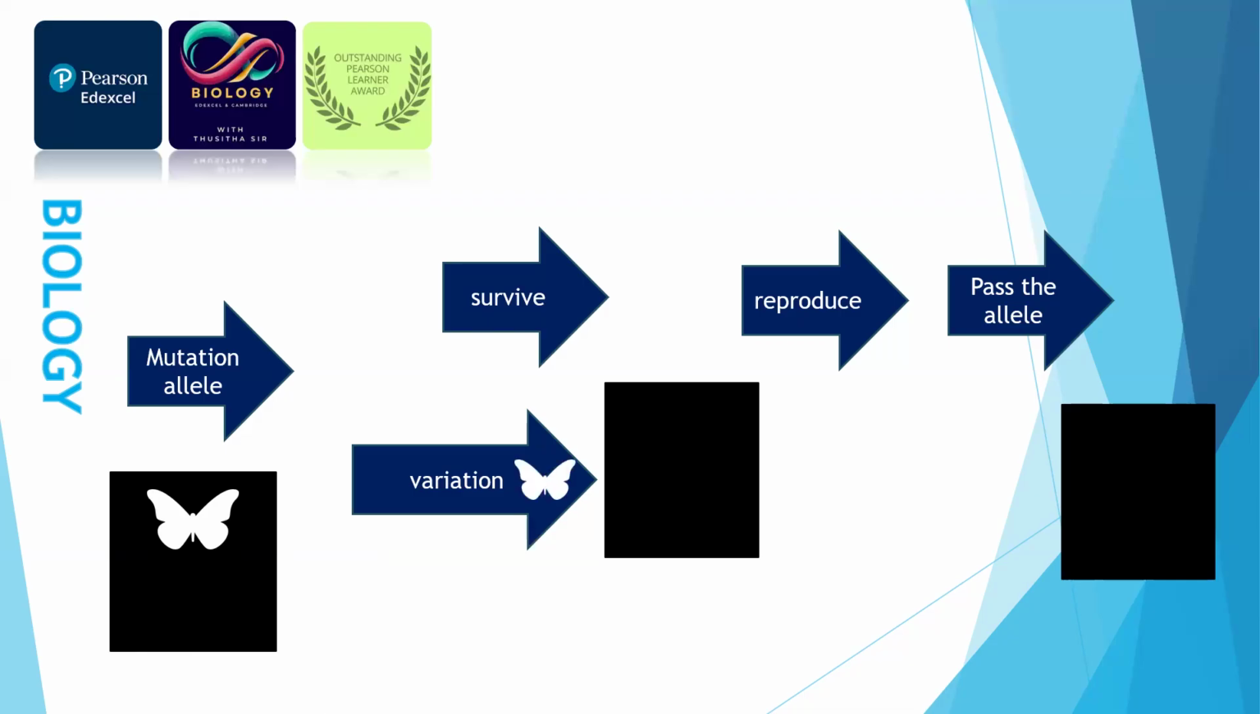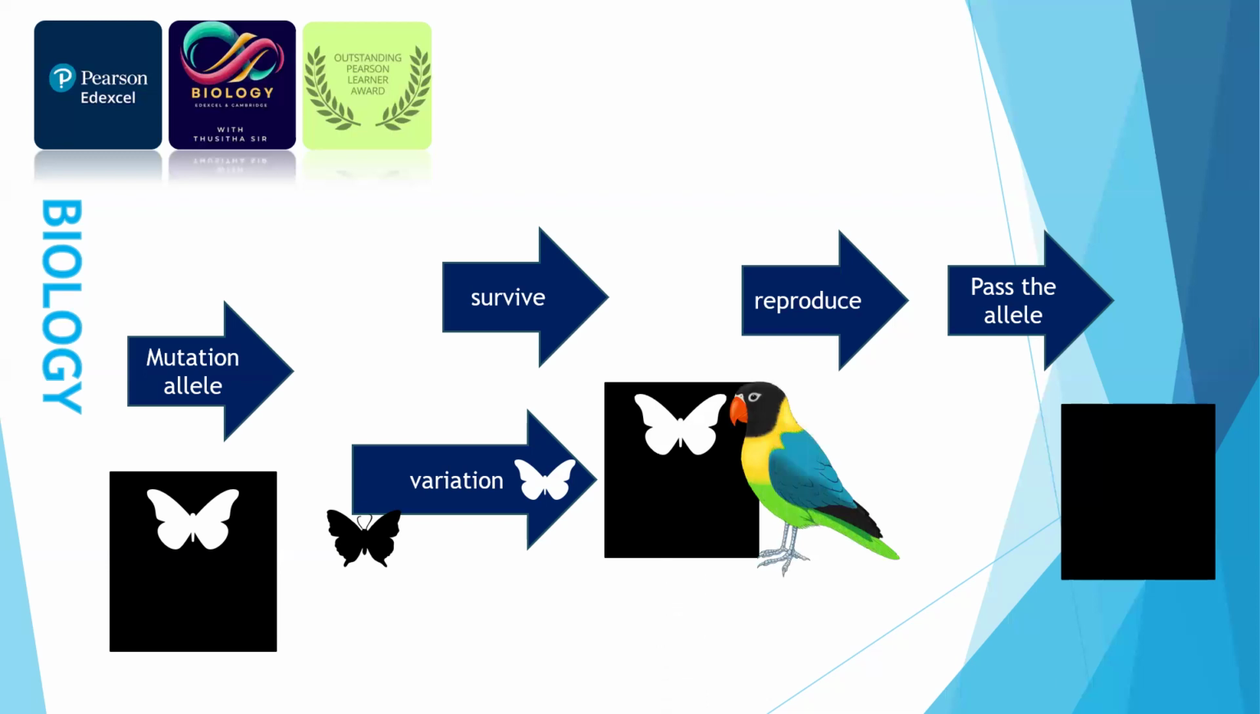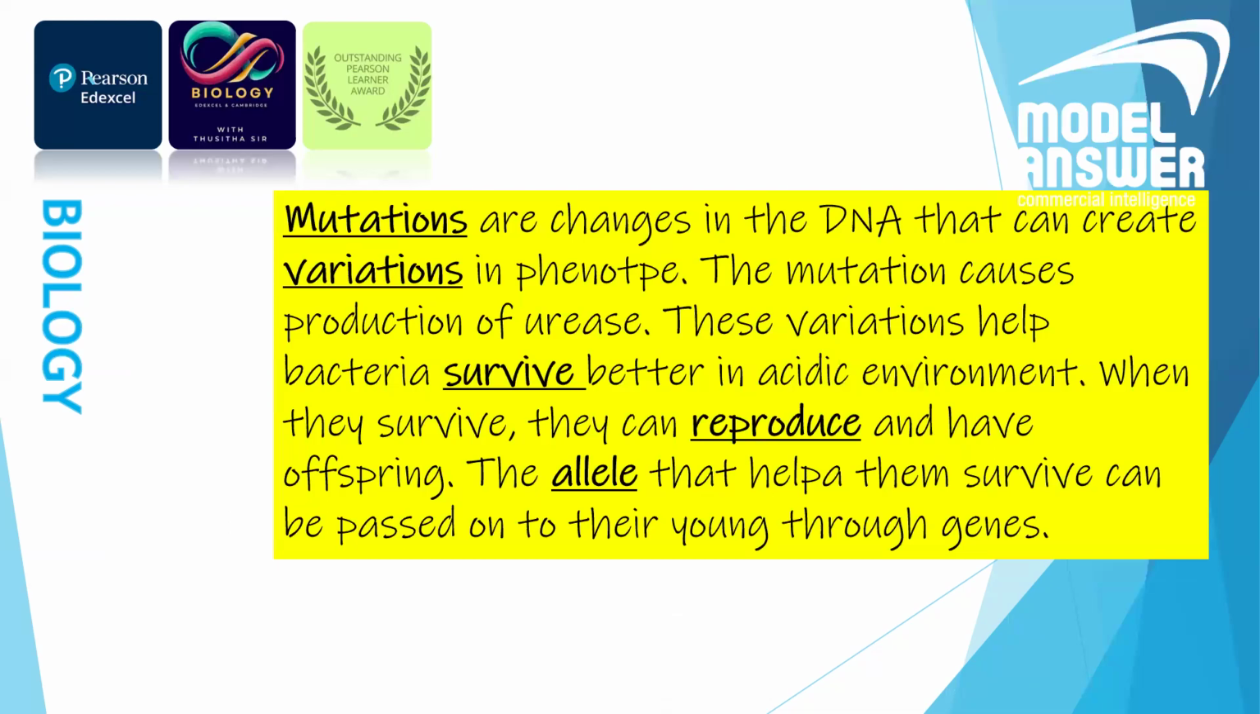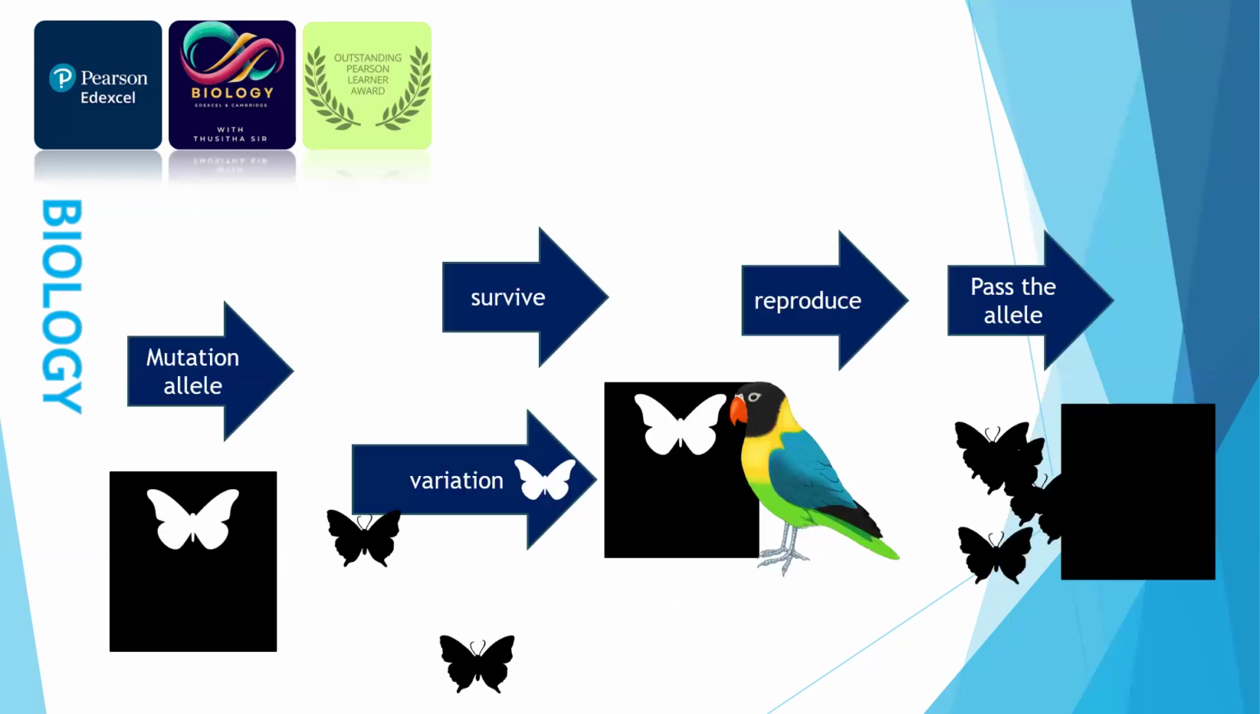Now that's a variation, white and black. Now imagine predators, the bird tries to eat the butterflies. This butterfly is easily identified and this butterfly can't be. So the bird easily catches white butterflies. Now the black color is an adaptation to survive. Finally, the black one survives. So that's the theory of evolution, which we can discuss in many ways.